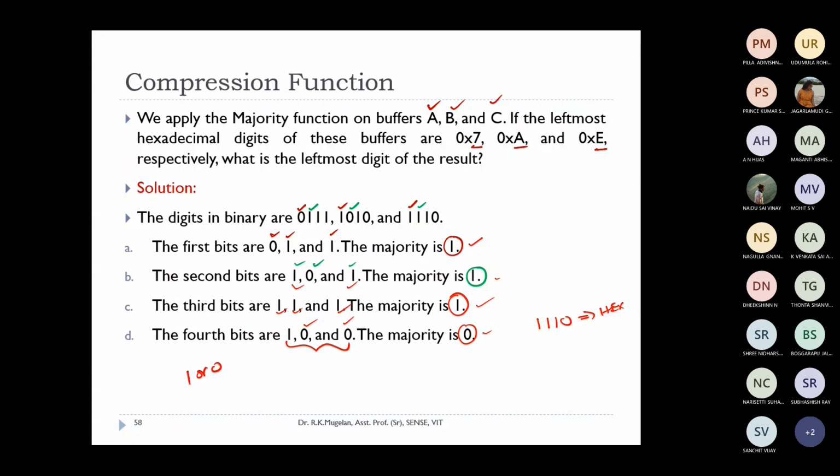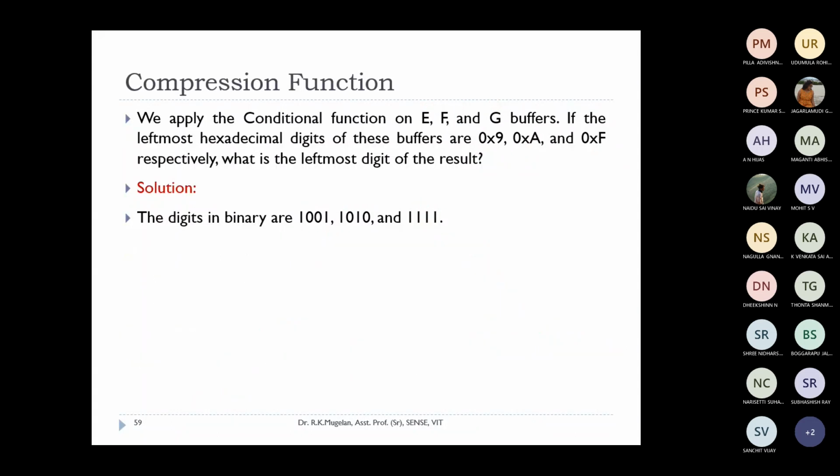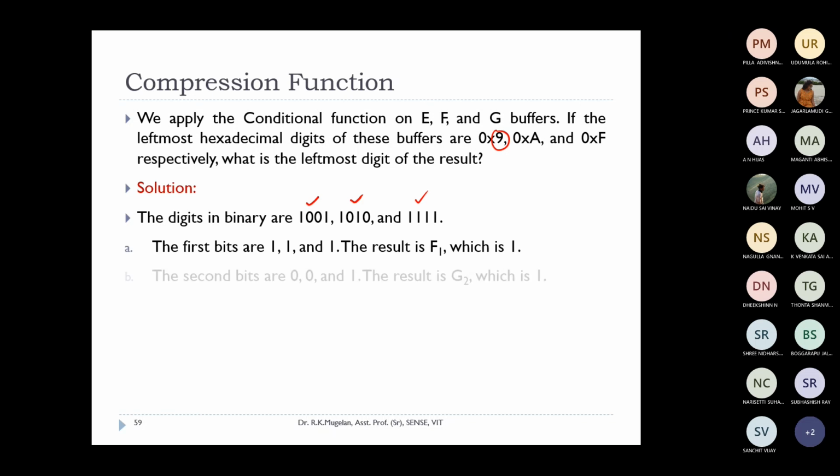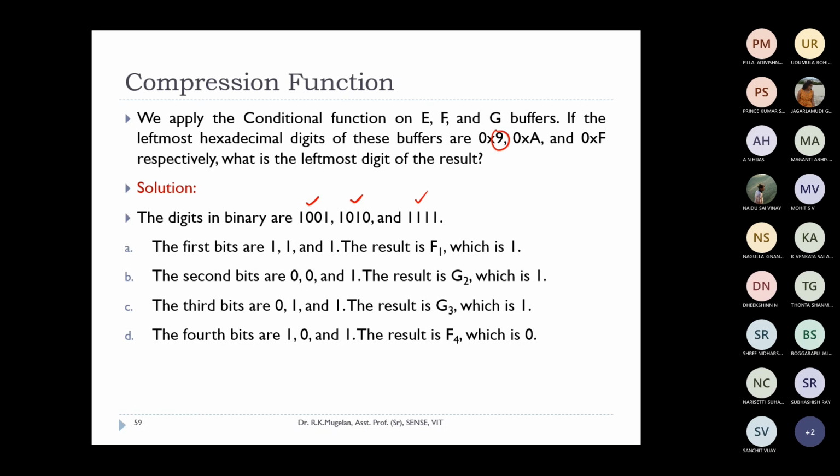I hope you are clear with the majority function. Now we move on to the conditional function. There is also a shortcut here. So here I have shown you the converted version. If you convert 9 into binary, you'll be getting this one and A and F. I'll just reveal the answer first so that at least people can guess.